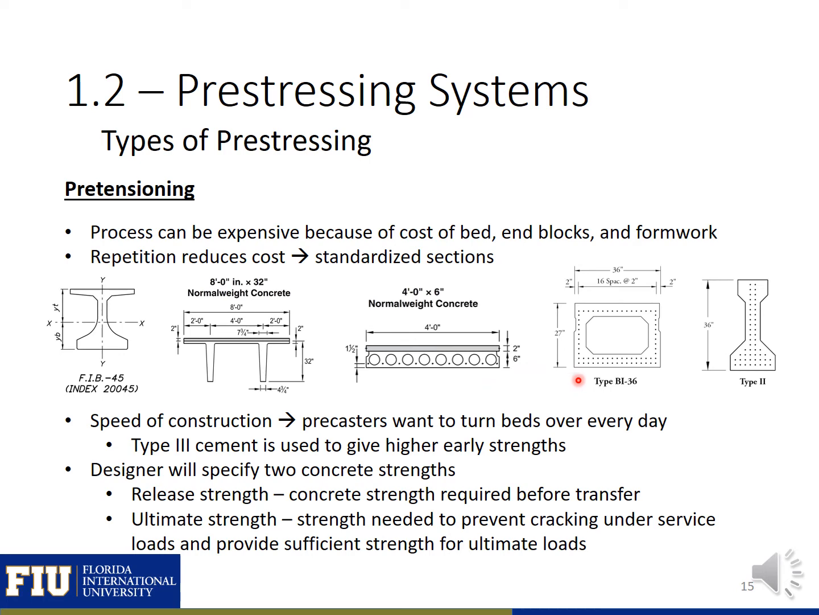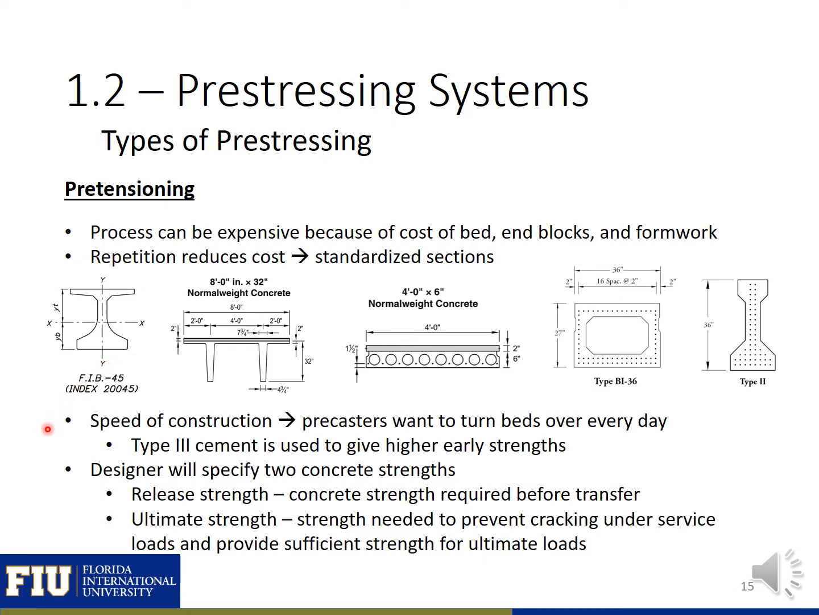Here's a box beam, an AASHTO type BI 36 box beam, which is a common section for short span bridges in many states. And then also an I-beam, which is a little less effective than the bulb T sections that are found in many states.